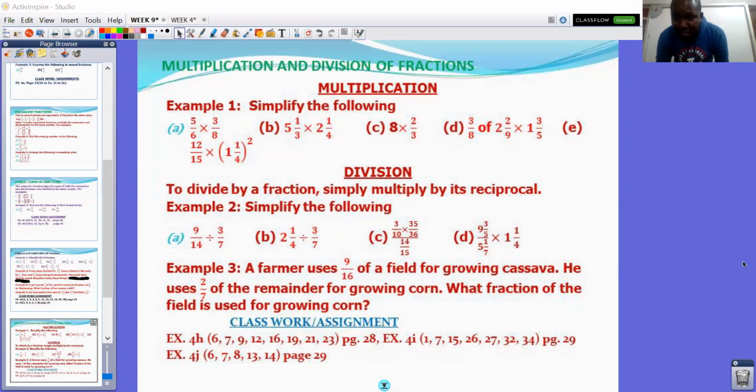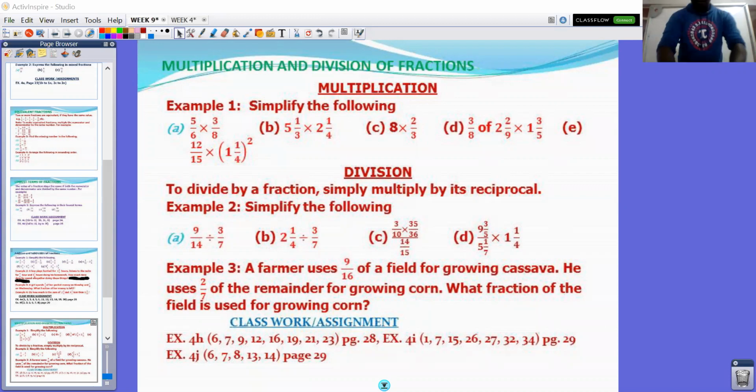Don't write example 3 yet. Just write only example 2.